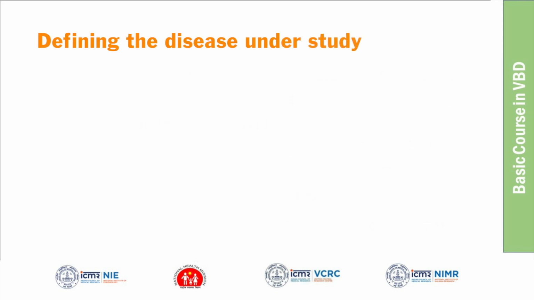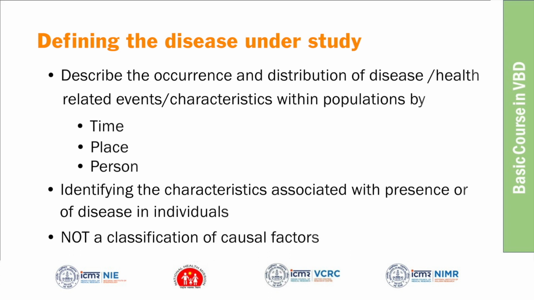Third step is describing the disease. So first we have done two steps. One is we have defined the population, and we have defined the disease of interest. Now the third step is we are going to describe the disease. This is the primary objective of descriptive epidemiology: to describe the occurrence and the distribution of disease or health related events or characteristics within populations by three factors: time, place and person. So identifying the characteristics associated with presence or absence of disease in individuals.